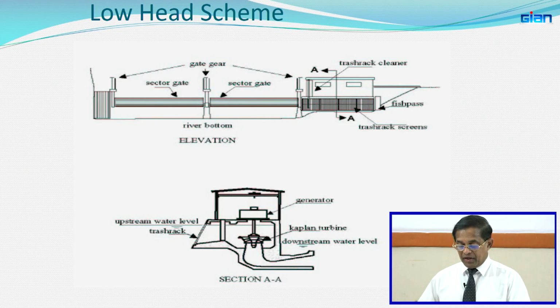Here are some other configurations, you can see the elevation here, right. There are gates, etc., and then the trash rack cleaner, and sometimes you need fish passes for environmental reasons, right. And then you can see here the section AA, the powerhouse generation. Here is the powerhouse, right. This is the generator and this is a vertical axis configuration.